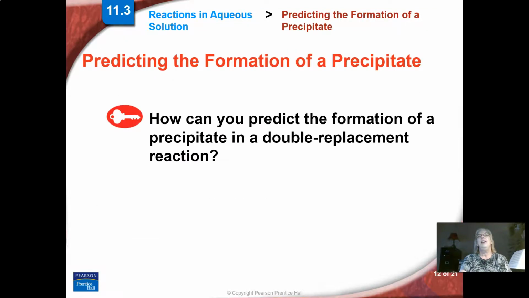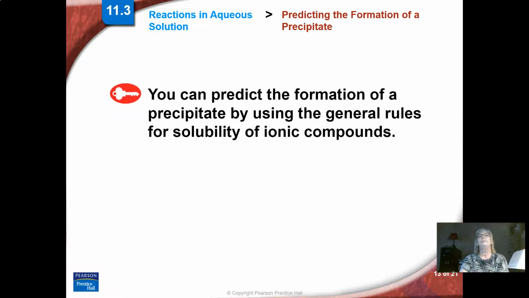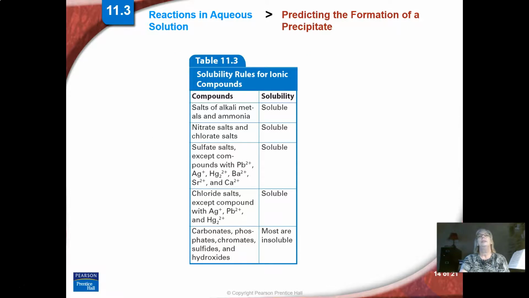How can you predict what's going to be the solid if you're not told what the solid is in a double replacement reaction? So there's rules for that, and they're called solubility rules. So here's the rules. If you have anything that has an alkali metal, that's group 1, or ammonia in it, it's going to be soluble, not going to make a solid, not going to make a precipitate. These guys, if they have these two in there, it's always going to be soluble, never going to make a precipitate. If it has these sulfate salts, except hooked up with these guys, it's going to be soluble.